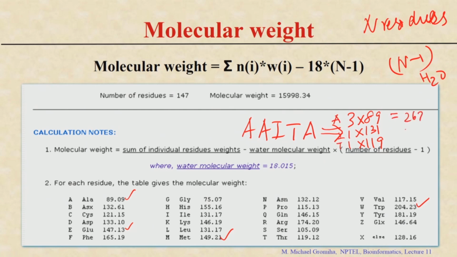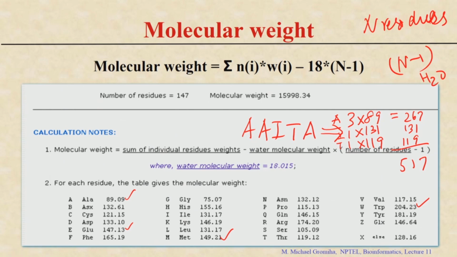So, this equals 267, 131, 119. So, the total will be 517, right. So, is this the molecular weight?